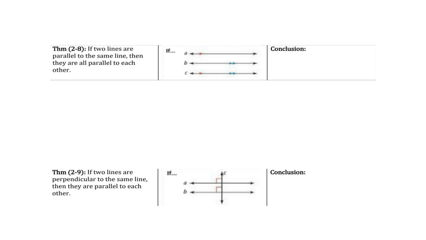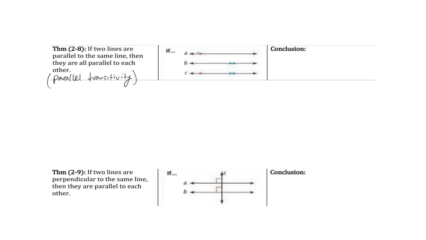Now the last two theorems don't really have a name, but we can kind of name them after. This says if two lines are parallel to the same line, then all are parallel. So all three are parallel to each other. What we can say is this is parallel transitivity, meaning we're using the transitive property to prove these are all parallel. So you could call it parallel transitivity.